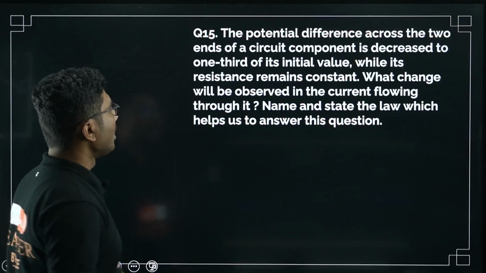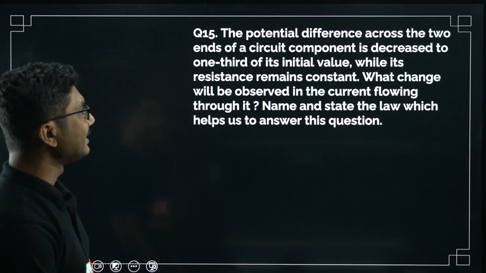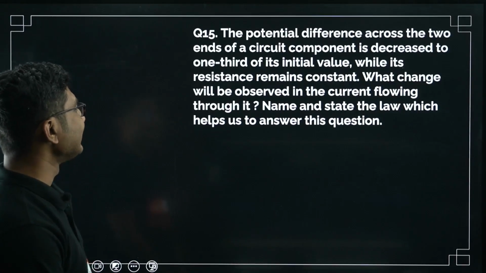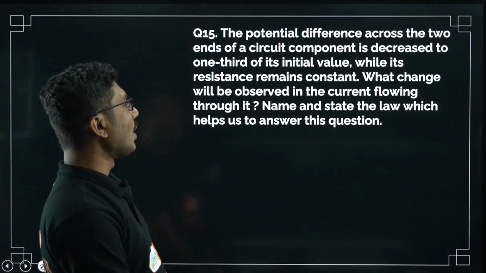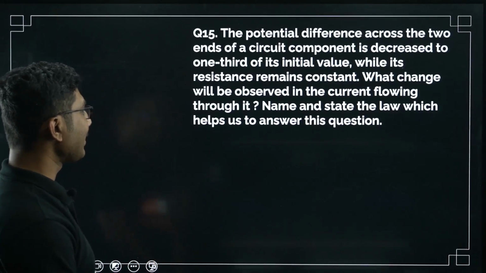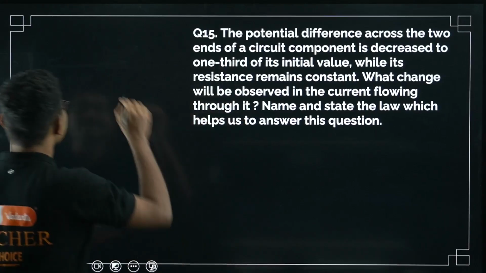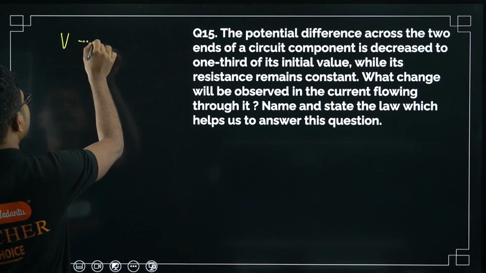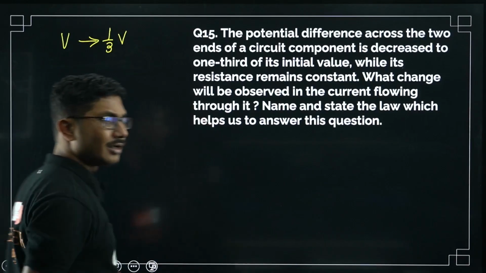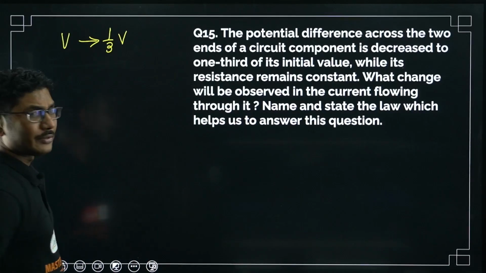Now, the potential difference across two ends of a circuit component is decreased to 1/3 of its initial value while its resistance remains constant. What change will be observed in the current flowing through it? Name and state the law which helps to answer this question. First of all, initially voltage was V. It is reduced to 1/3 of the initial value. Now resistance remains same. What will happen to the current?